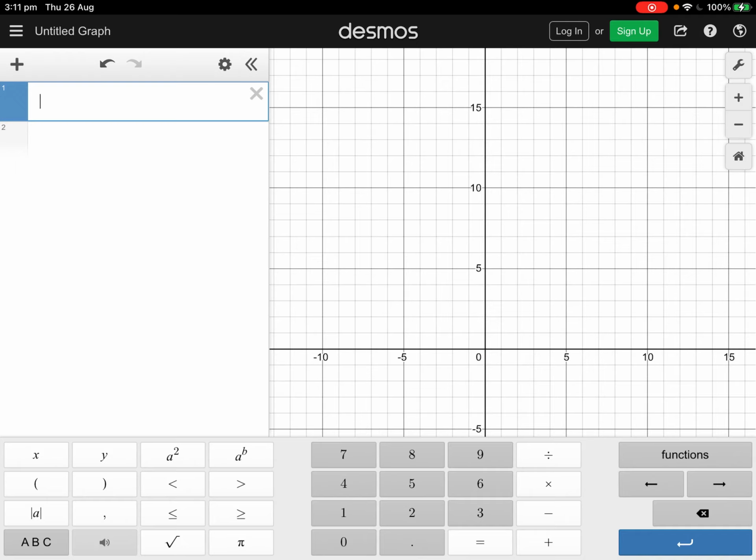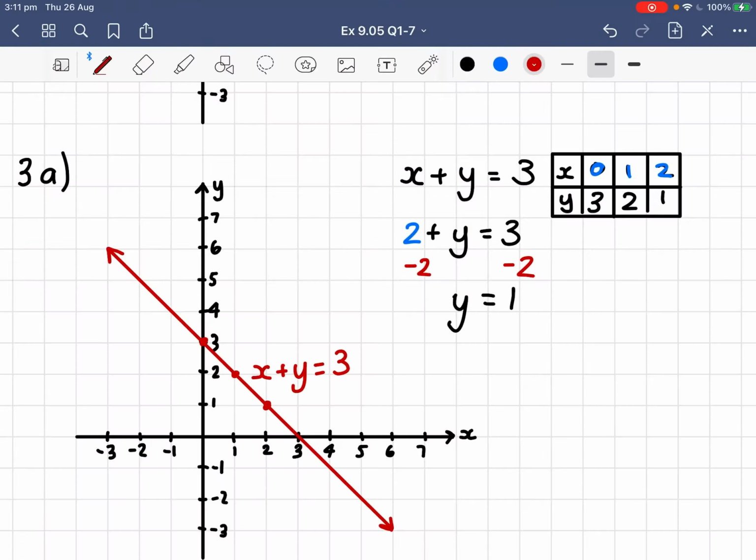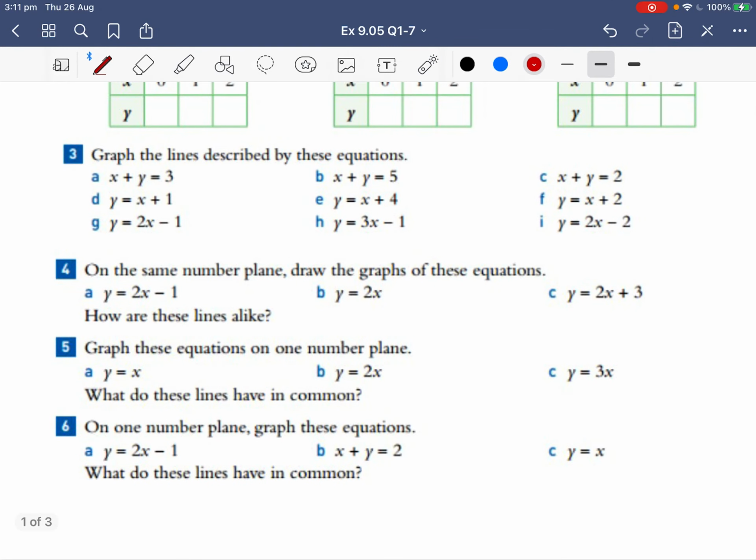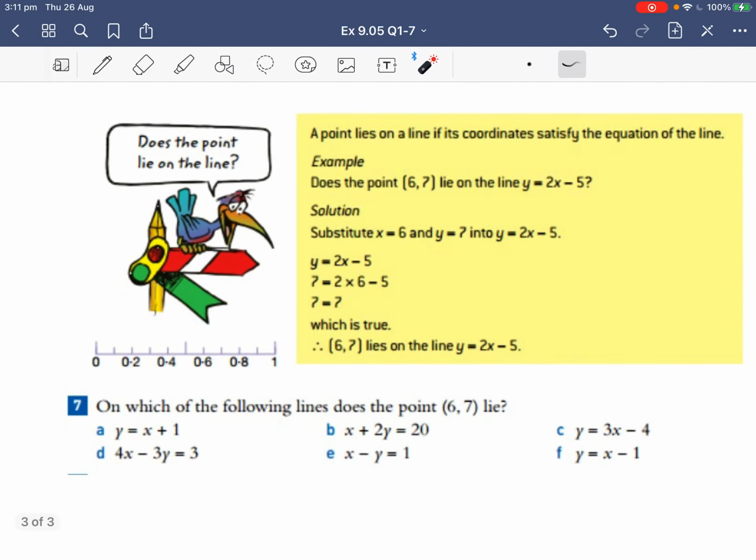Now again, what you can use is Desmos if that is easier, and take a screenshot and put it in an electronic document to upload. And we just go x plus y equals 3, and there is our exact same line. Now going back to our questions, question 4, 5, and 6 are exactly the same as question 3. For question 4, you're going to graph each of those equations on the same number line, and then say how they're alike. What do they have in common?